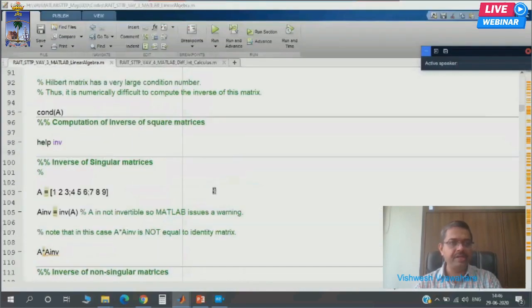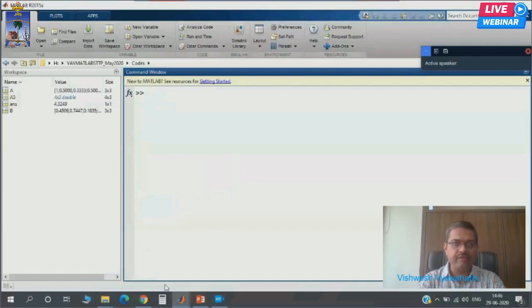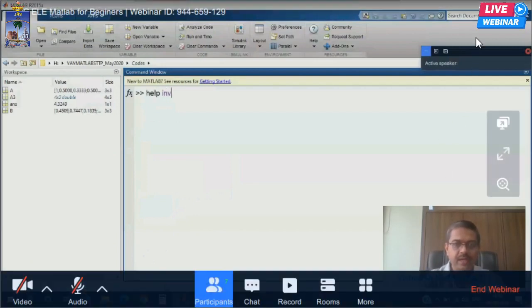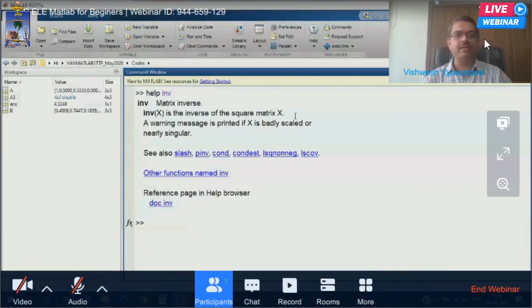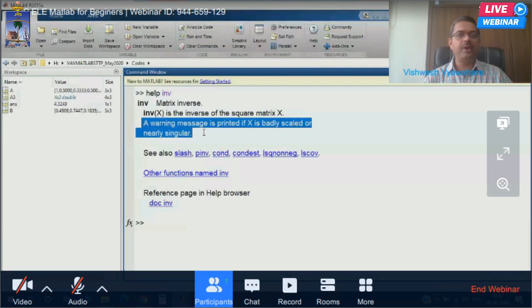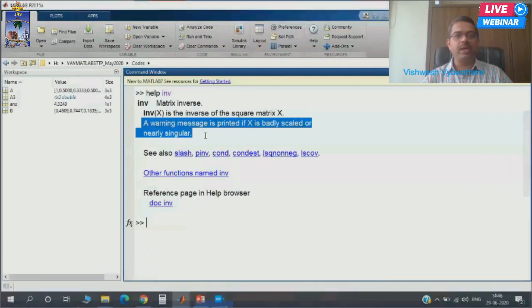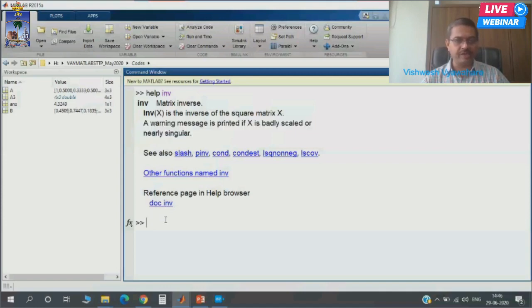Next, see the inverse, very famous. Help inv. inv is the inverse of a square matrix. And the point is, a warning message is printed if X is badly scaled or nearly singular. So if your X is badly scaled or if your X is singular, it will give a warning message.